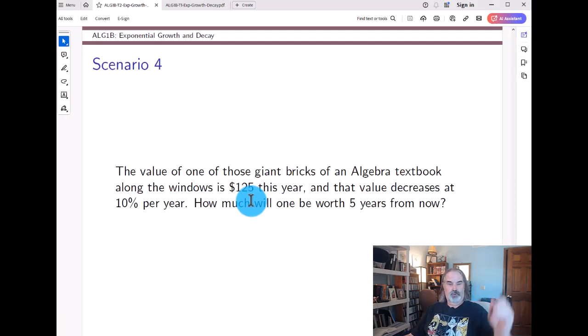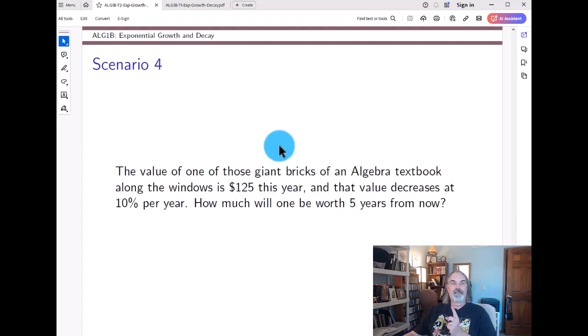Okay, last one. The value of, go look along the windows in the classroom. You see all those giant algebra books that weigh about 80 pounds a piece? Let's say that the value of one of those is $125. Those things are like gold. Now nobody's going to pay you $125,000 or $125 for one of those, so don't start stealing them. This is just a for instance. Let's pretend that the value of any one of those books is $125. And the value of that book is going to start decreasing at 10% per year. How much is one of them going to be worth in 5 years?